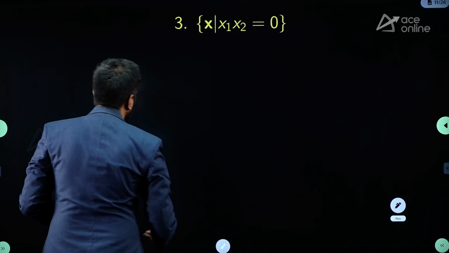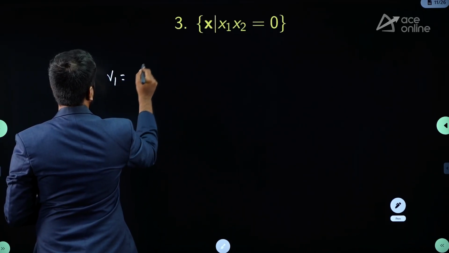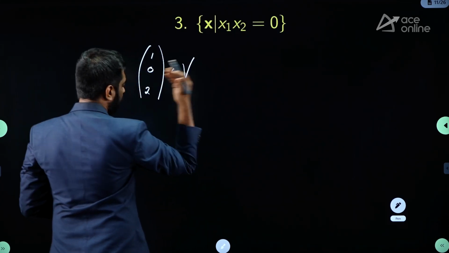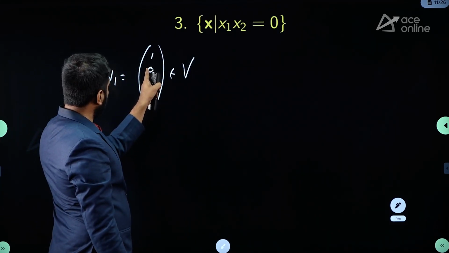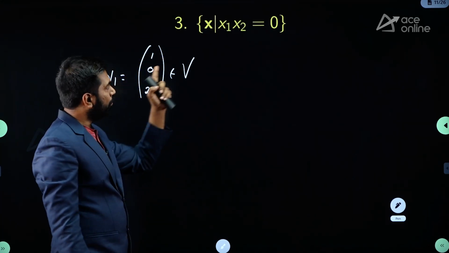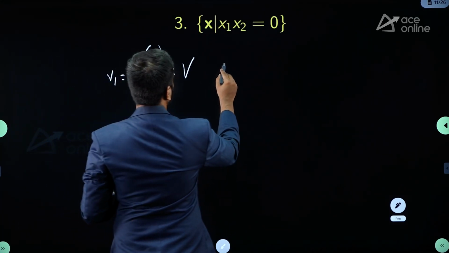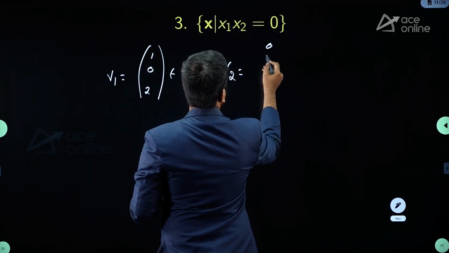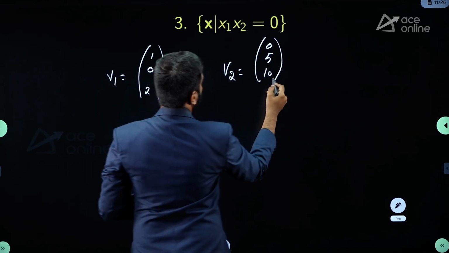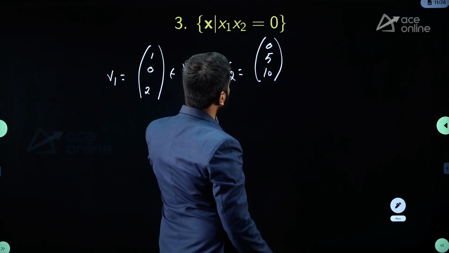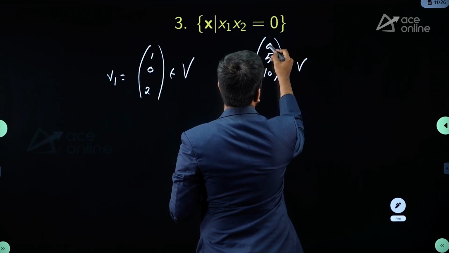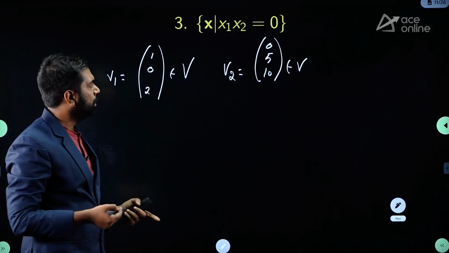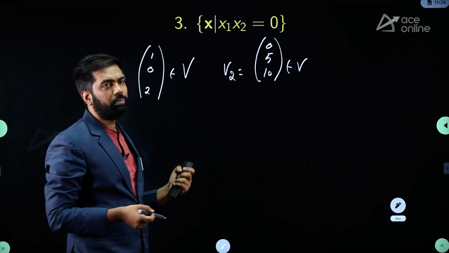Let me create certain vectors. 1, 0, 2. Will this be part of V? Of course, because what is 1 into 0? 0. The product of the first component and the second component is clearly 0. Let me create another vector, 0, 5, 10. Is this part of the given set? Of course, it's a part of the given set because what is 0 into 5? 0 into 5 is 0. Definitely, this is also part of the given set.